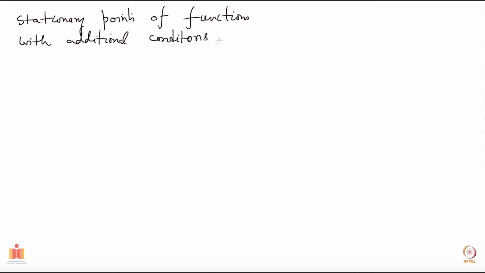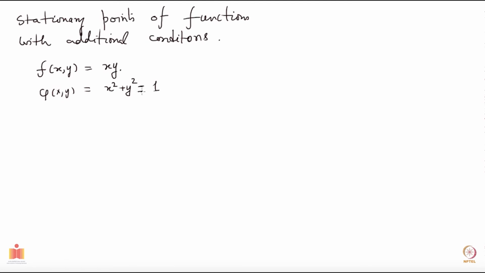Okay, that's what I would like to ask. For example, let's say you are given some function f of, let's say, 2 variables, x and y, and you are given a constraint that x square plus y square should always be 1. Now I ask, where are the stationary points located for the function f given phi?